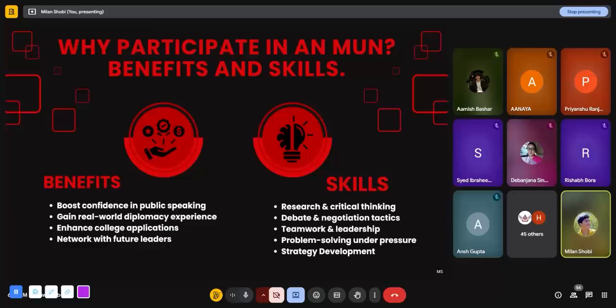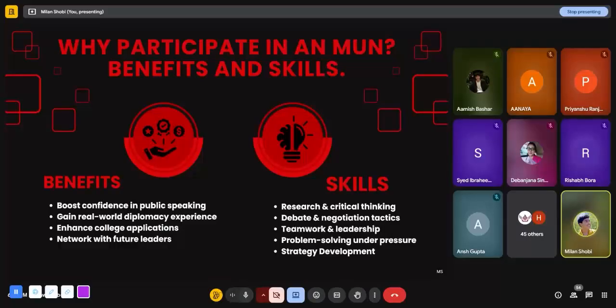Going further, the skills which you gain out of it, even if you don't have any right now, is the research and critical thinking. You need to really get into your delegation, your country which you're representing, and then really understand what the situation is right now and act just like how the real president of that particular country would. Going further, you really develop the debating and negotiation tactics. That skill is something which you'll actually need for your entire life, be it in a job interview, be it in a college interview, everywhere.